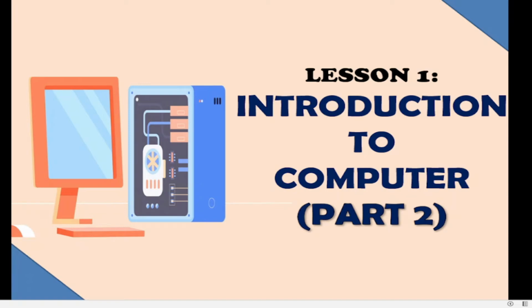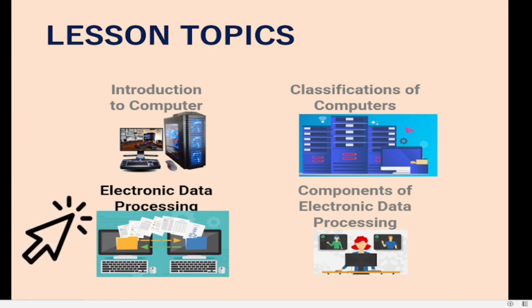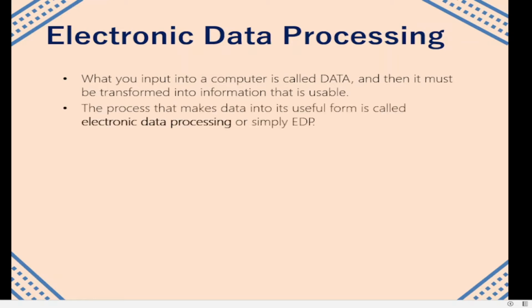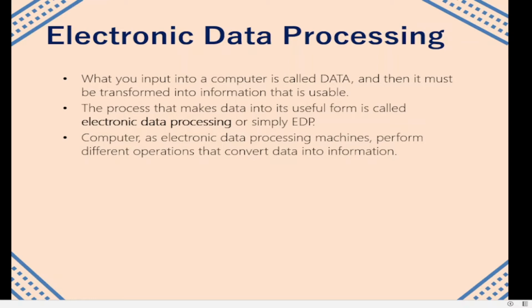So yesterday we discussed the first part of Introduction to Computer. Today we're going to discuss the electronic data processing. What you input into a computer is called data, and then it must be transformed into information that is usable. The process that makes data into its useful form is called electronic data processing, or simply the EDP. It is related to the computer, as an electronic data processing machine that performs different operations that convert data into information.